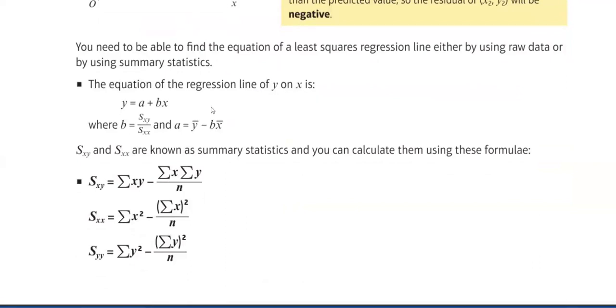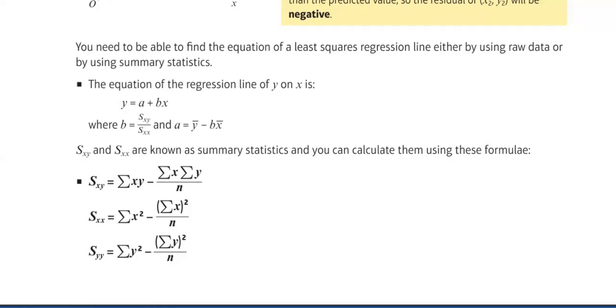The equation of the regression line of y on x: we know that y equals a plus bx. To find a and b, a is the intercept, b is the gradient, like y equals mx plus c. Then b equals sxy over sxx. Also, we can find a using y bar minus b x bar.